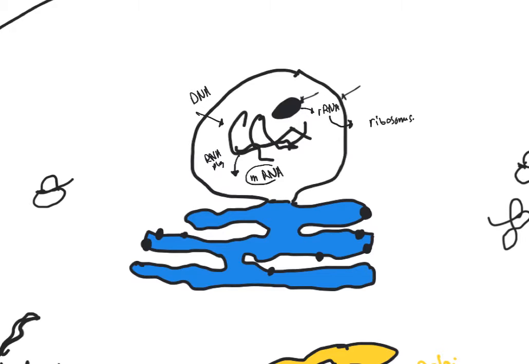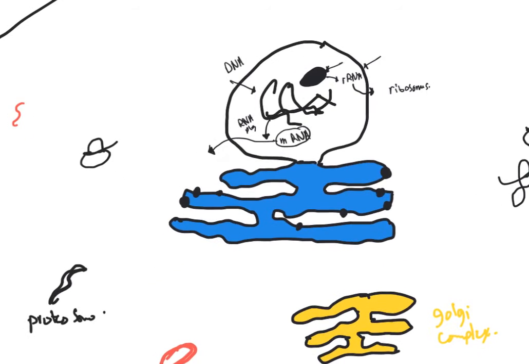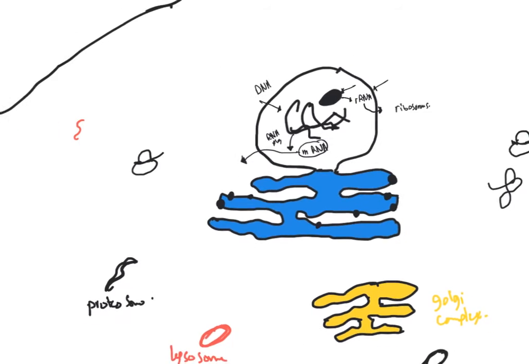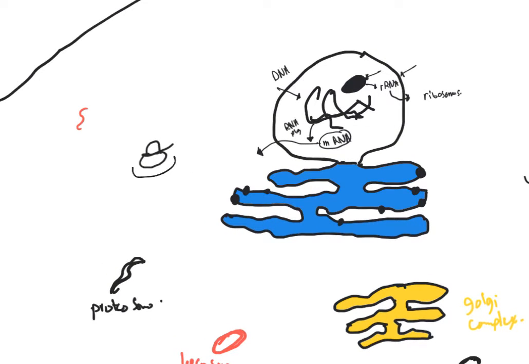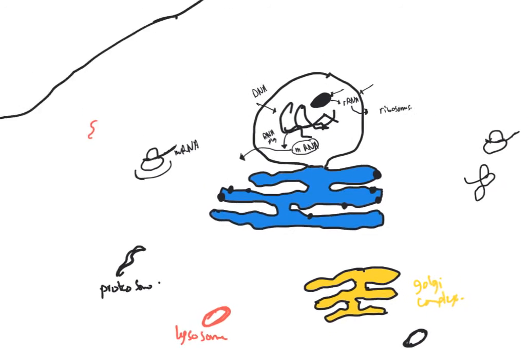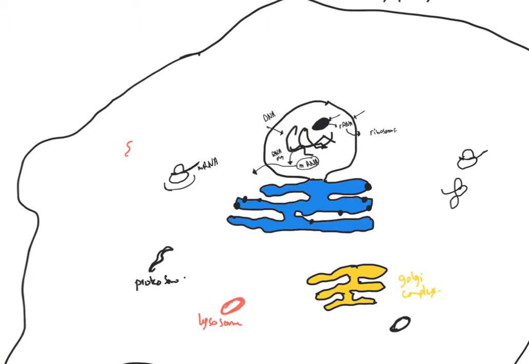So the mRNA would actually exit the nucleus, where it will be meeting with the ribosome right here. So this is the mRNA, and it's going inside of the ribosome. So there are two pathways. There are the secretory pathway and there is the non-secretory pathway.